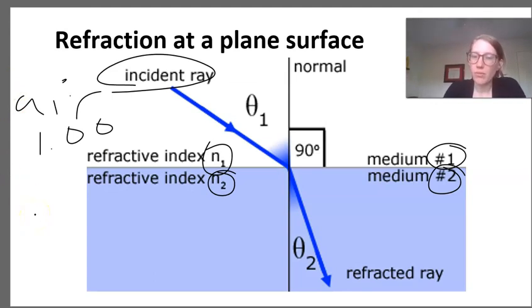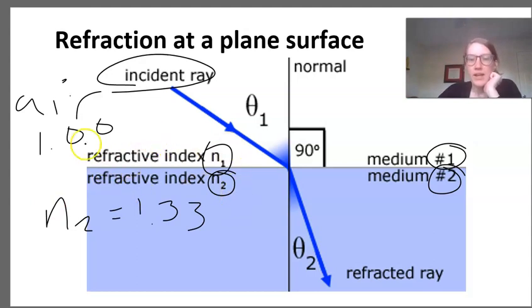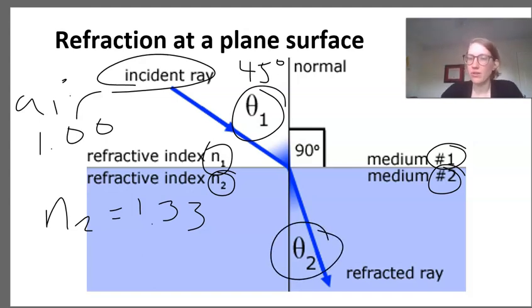So if we are going from air to water, then our N2 is going to be 1.33. Okay. And if we know what two mediums the light is going into and then refracting into, and if you know one of these angles, like if our incident ray, if light is traveling at 45 degrees in air and then it enters water, what is the angle in which it will refract? You can figure out exactly what angle at which it will refract in the new medium.